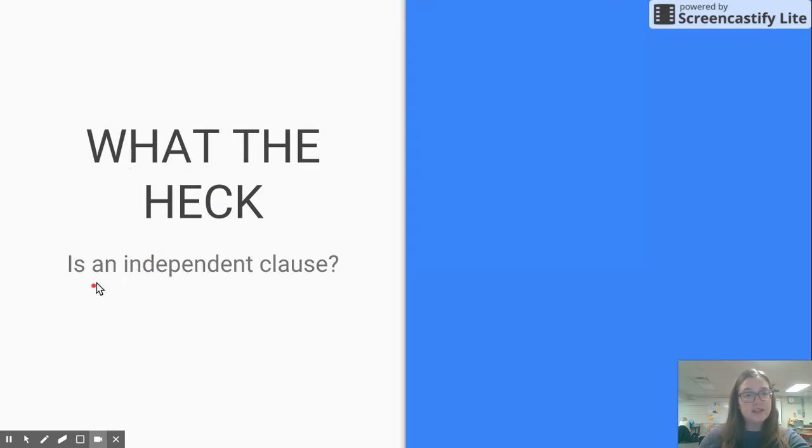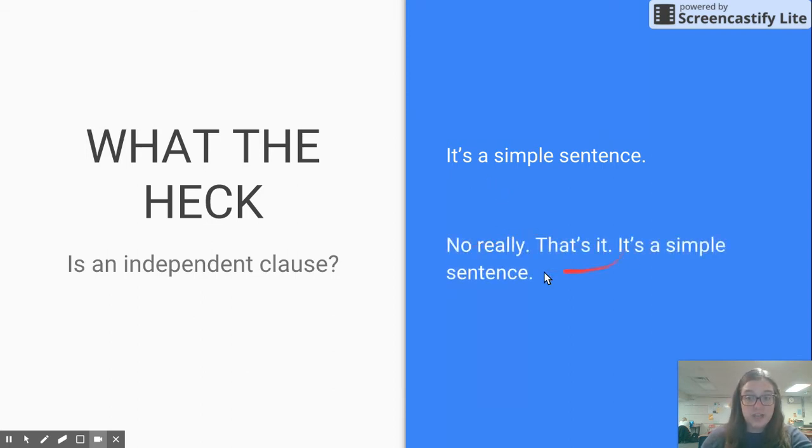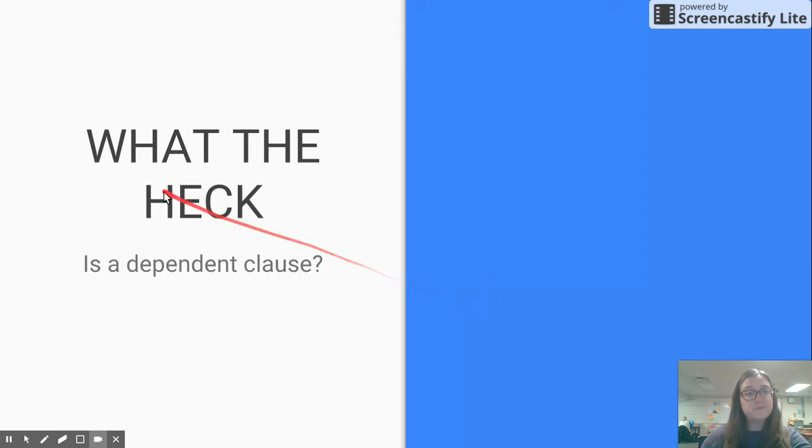What the heck is an independent clause? Now, if somebody is living independently, they're living by themselves. And that's exactly what an independent clause is. It's a simple sentence, or it's a complete sentence. In this case, it is a part of a complex sentence, but it's the part that can live by itself. So that's just it. It's just a simple sentence.